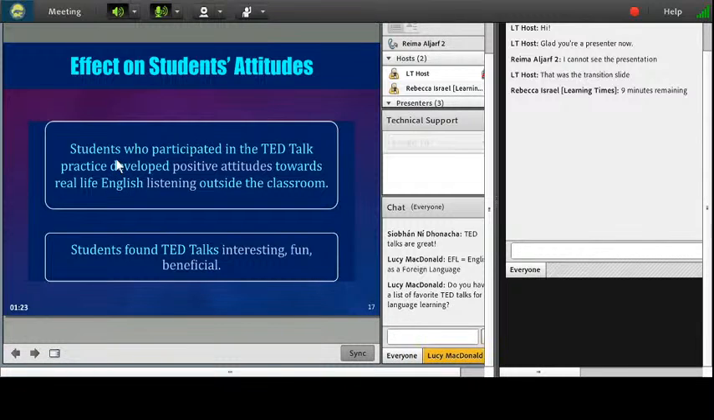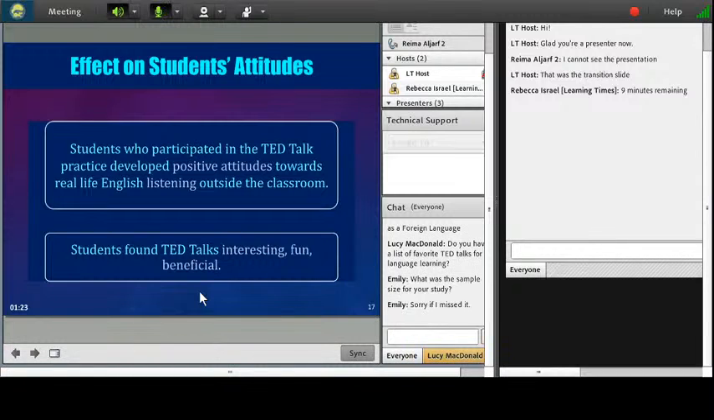In addition, I gave the students a post-treatment questionnaire, and responses to the questionnaire showed that students who participated in the TED Talk practice developed positive attitudes towards real-life English listening outside the classroom. And the students found the TED Talks interesting, fun, and beneficial. By the way, we have TED Talks in Arabic, and those are held in Riyadh, and the students are pretty familiar with them, and we also use them in translation, especially if we have a contest. That's why they are interesting for the students. They are not something that the students are not familiar with.